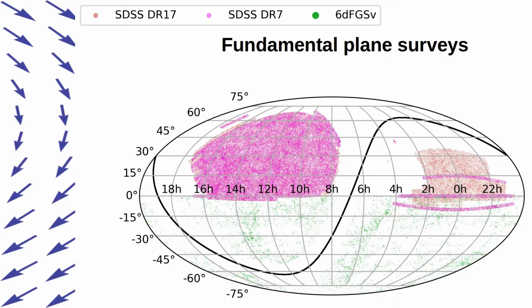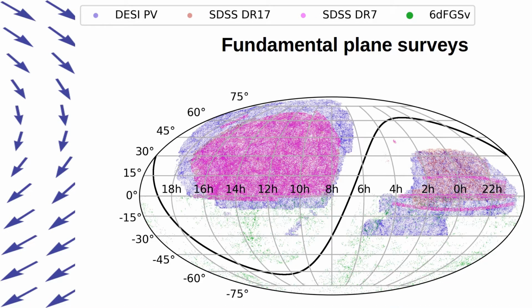We can compare the fundamental plane targets of the DESI peculiar velocity survey to all its predecessors and quickly see that we will be able to outdo them in target density and area, even for our most conservative success rate estimates.